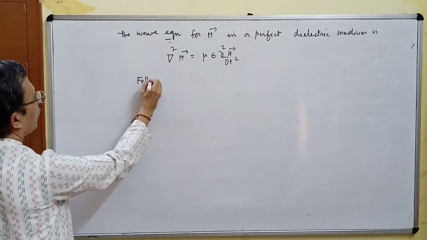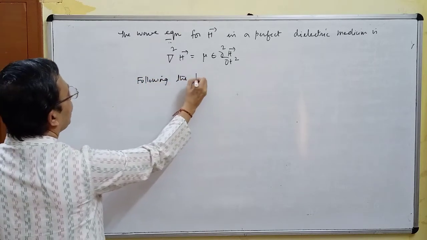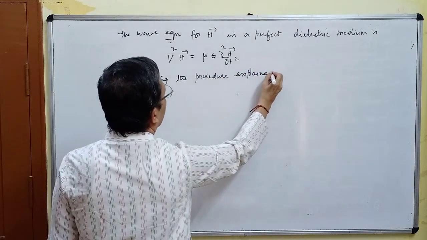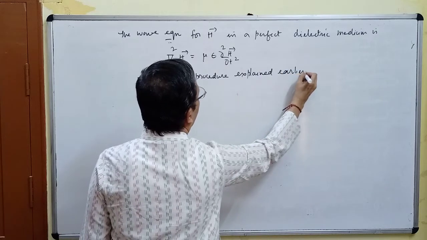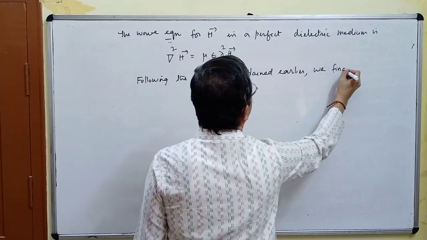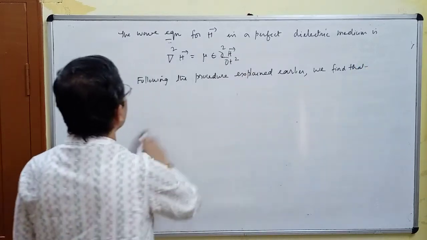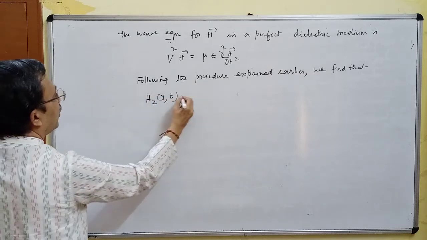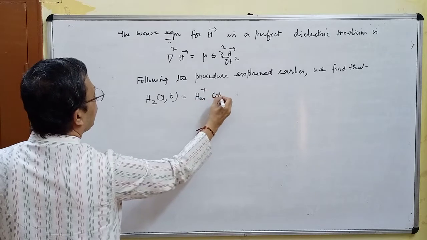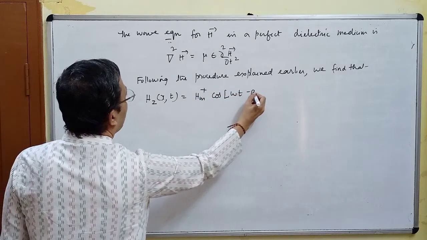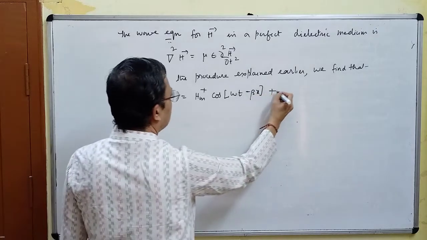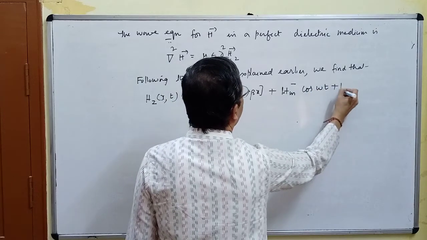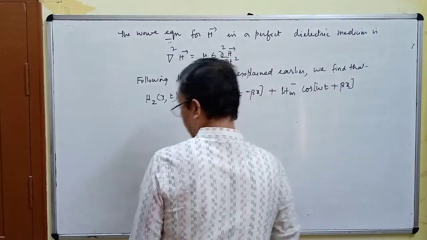Following the procedure explained earlier, we find that Hz, a function of x comma t, is equal to Hm plus cos omega t minus beta x plus Hm minus cos omega t plus beta x.